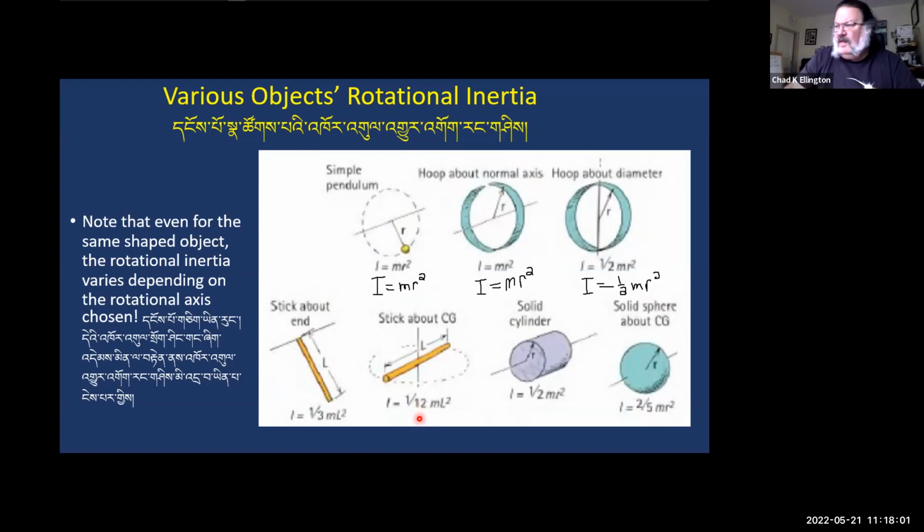And a couple other common objects that you might see is a solid cylinder that would be rolling about its center. I could think of a sort of cylinder with rounded edges at the ends. But if this were rolling along about the center of mass, then that expression, the 1/2 mr squared, shows its rotational inertia.